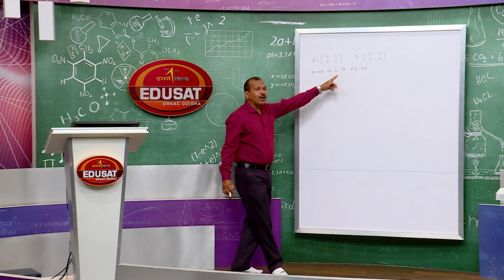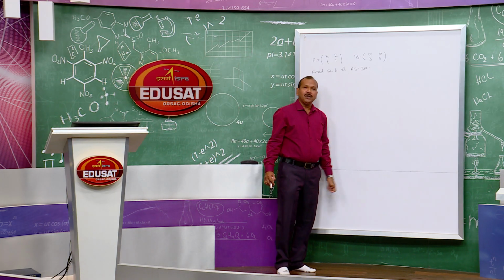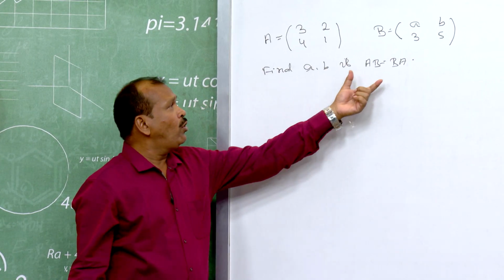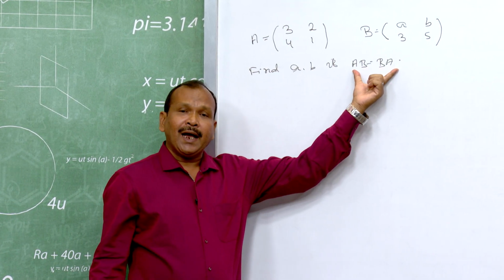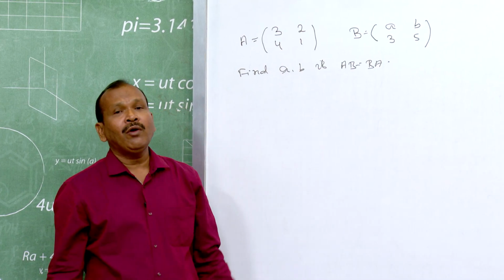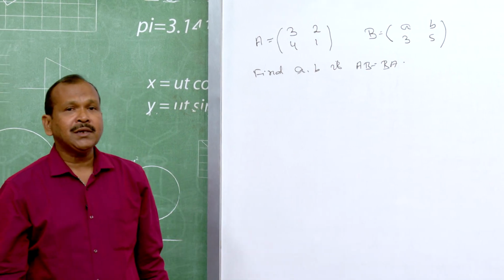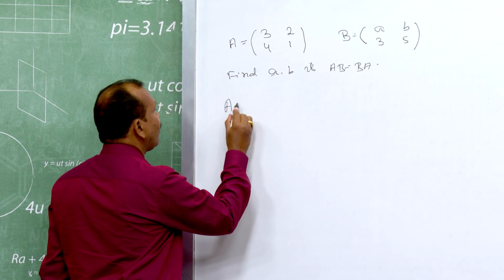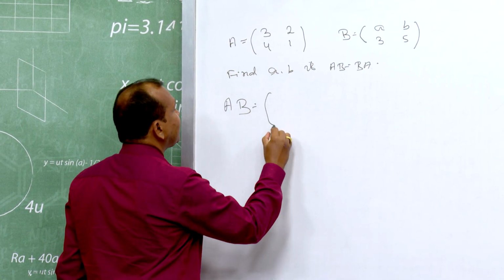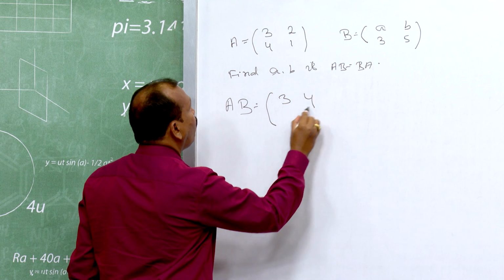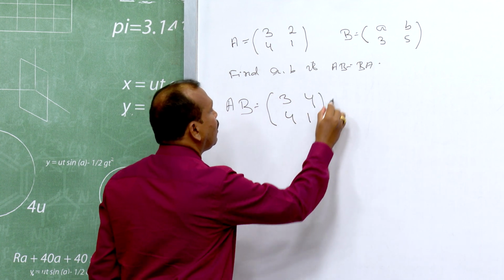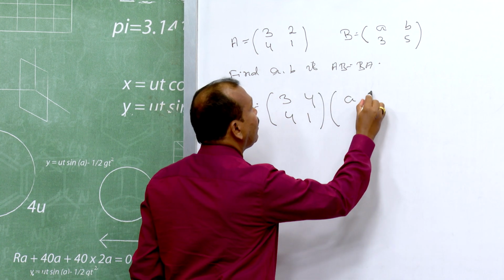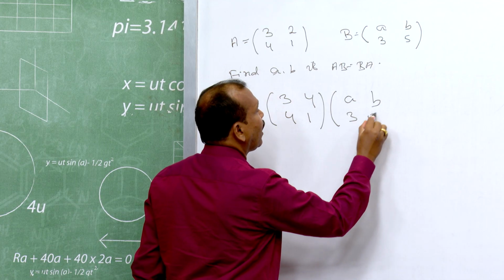Hence, the AB product is possible and the BA product is possible. Then we have to know the equality of two matrices. Accordingly, we have to find the values of a and b. First, we have to find out AB, the product of two matrices. A matrix is 3 2 4 1, B matrix is a b 3 5.